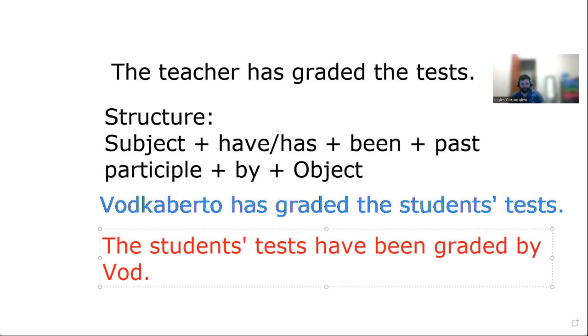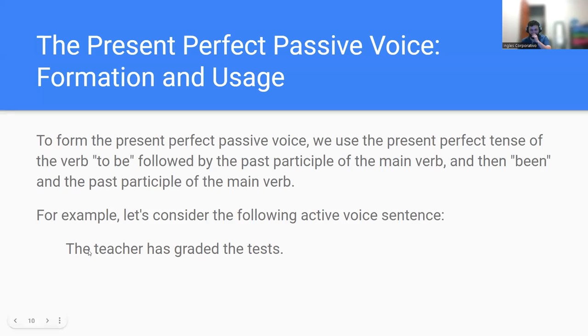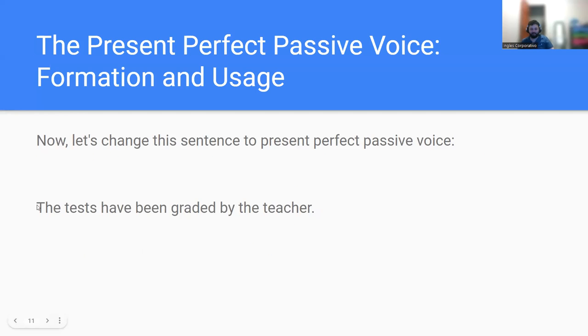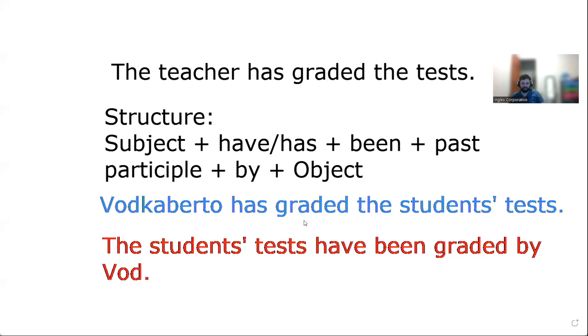Ready for some practice? Yes, sir. All right. So see, guys, just one more example, right? The teacher has graded the tests versus the tests that have been graded by the teacher, okay? Now, please do not make the mistake, guys, of trying to turn everything into passive voice, because that is impossible, okay?